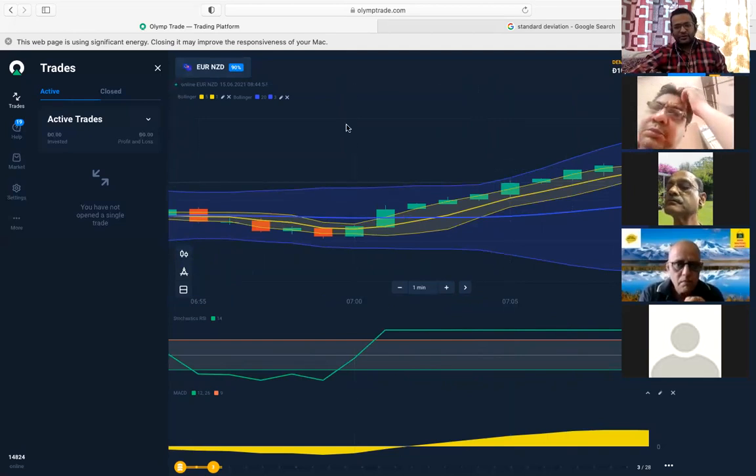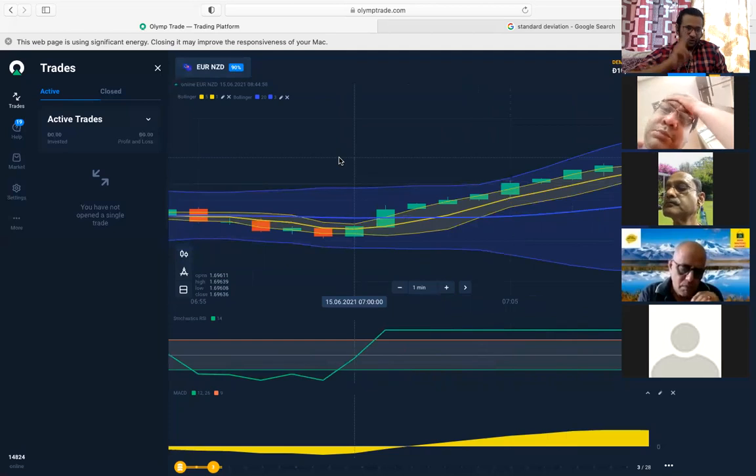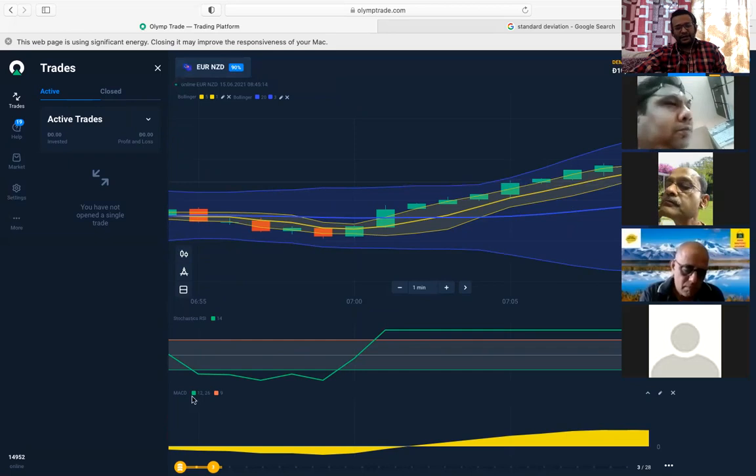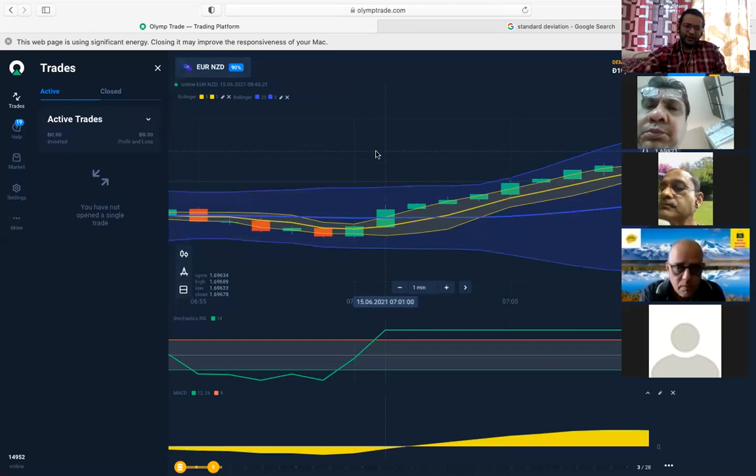So just to summarize the entire strategy, we have 2 Bollinger bands. The first Bollinger band, 5 SMA and 1 deviation. Second Bollinger band, 20 SMA, 3 deviation. Okay. Stochastic RSI period is 14. And MACD, we don't need the 2 lines. We just need the area histogram. When to go into the trade?